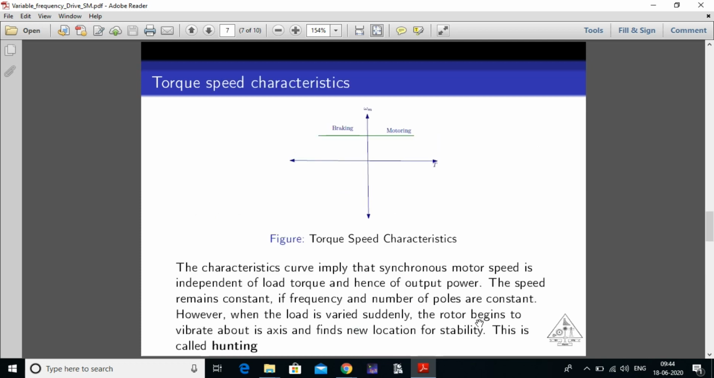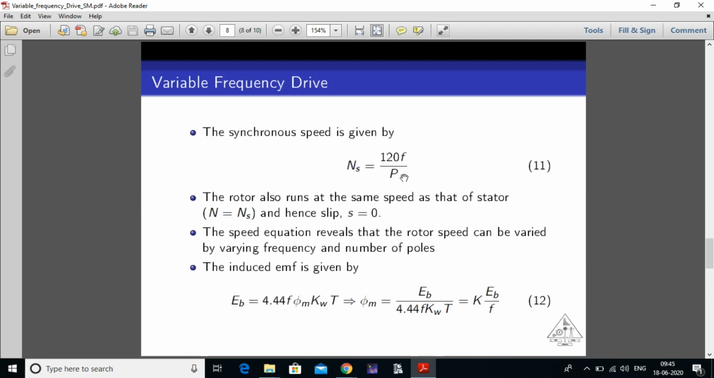The torque speed characteristics. Here we can see that the speed is constant for all load. As you increase or decrease the torque, the speed is constant. Even though the speed is constant, if you try to increase or decrease the mechanical load connected to the synchronous motor, there is a possibility that it will vibrate to achieve a new location for stability, and this is called hunting.